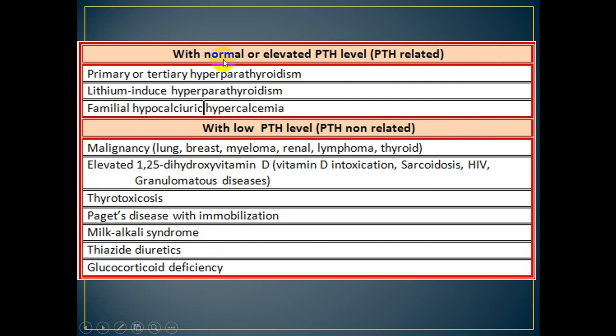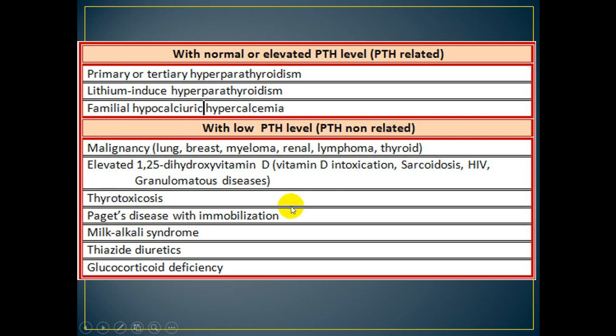In the first category, the main causes are primary hyperparathyroidism, which we will discuss later, or tertiary hyperparathyroidism, drug-induced causes like lithium-induced hyperparathyroidism, and a rare condition, familial hypocalciuric hypercalcemia. Now, in the other category, which is unrelated to the parathyroid glands, malignancy is the most common among this group. Could be lung, breast cancer, multiple myeloma, renal, lymphoma, thyroid cancer.